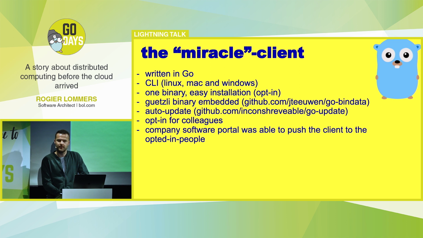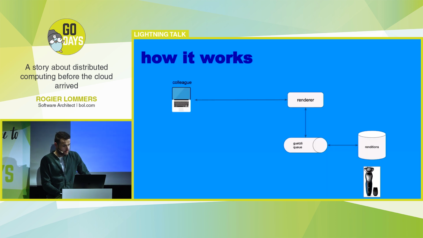Of course, I also wanted to be in control of the client's versions, so I built in an update mechanism. And last but not least, we created a thing where people could opt in, because I didn't want to force everybody to participate. So, how does it work? When a colleague was opted in, the binary was pushed to their laptop and automatically started. And while running, the following happens.